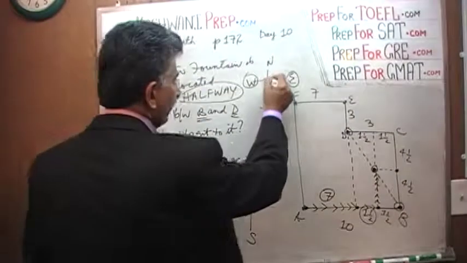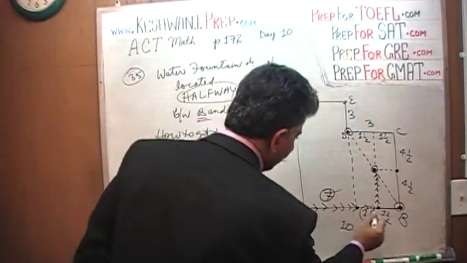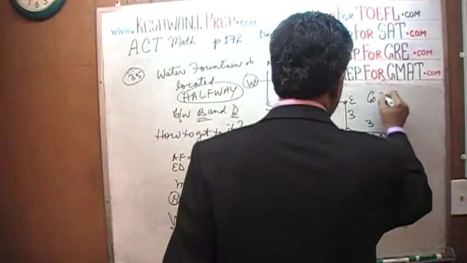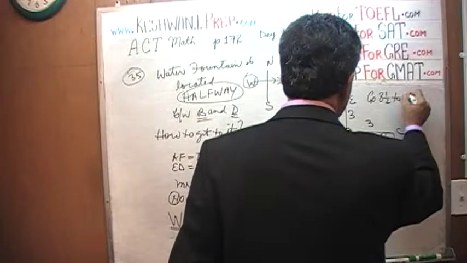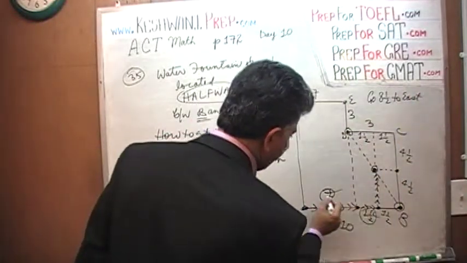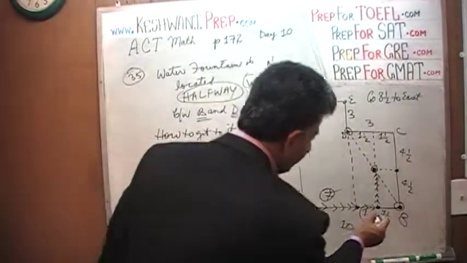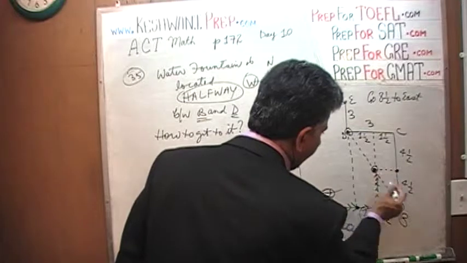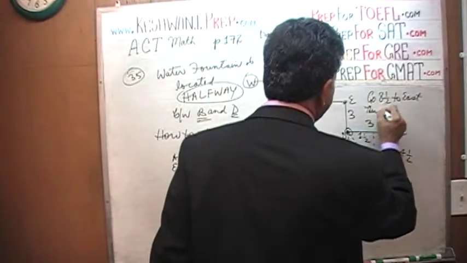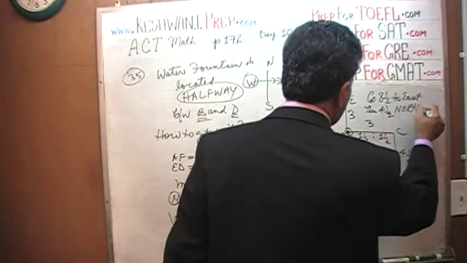So first we're going in this direction, which is east. How many units? 7 and 1.5. So we're going to go 8.5 units to the east. From here to here is 7, and then another 1.5, which is 8.5. And now we are at this point, and then we have to go 4.5 north.